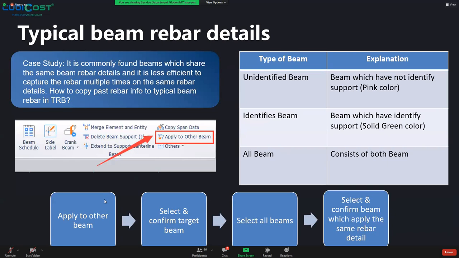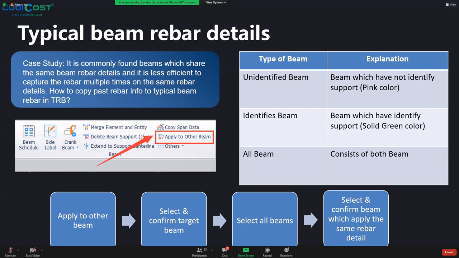So the next question, or should I say frequently asked question, is this. Typical beam rebar detail. In this case study, it is commonly found that beams share the same beam rebar details, and it is less efficient to capture the rebar multiple times on the same rebar details. So for example, if you have multiple B1 on your beam layout plan, it is very troublesome to keep on identifying the same beam rebar again and again. And this is not efficient.